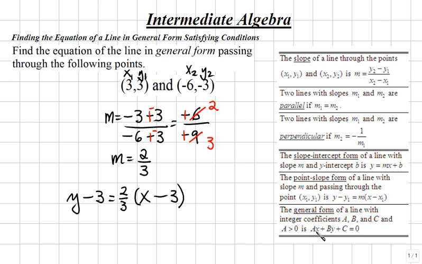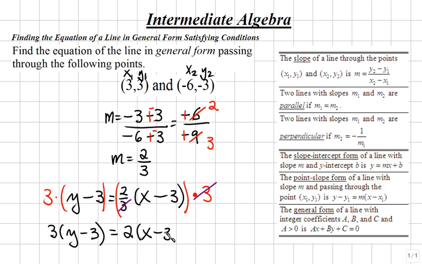This would mean that all of our variables and numbers are on one side of the equation equal to 0. To accomplish this, let's first eliminate our fraction by multiplying both sides by the denominator of the fraction. We'll multiply both sides by 3. So on one side, we'll have 3 times y minus 3. On the other side, the 3 in the denominator of our fraction will cancel with what we're multiplying by, leaving equals 2 times x minus 3. We no longer have any fractions.